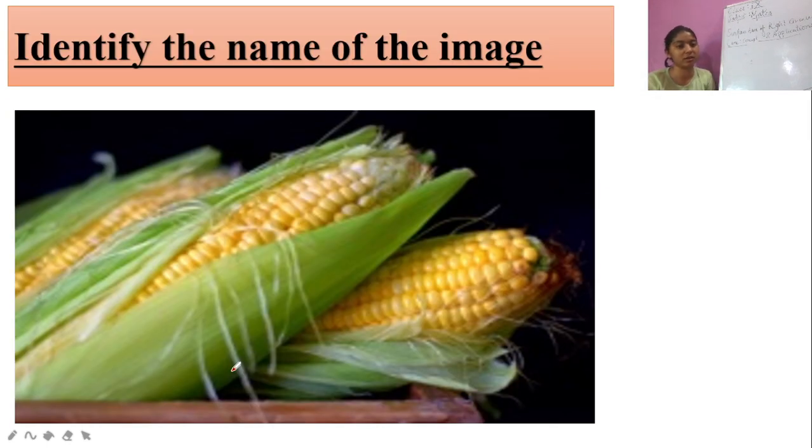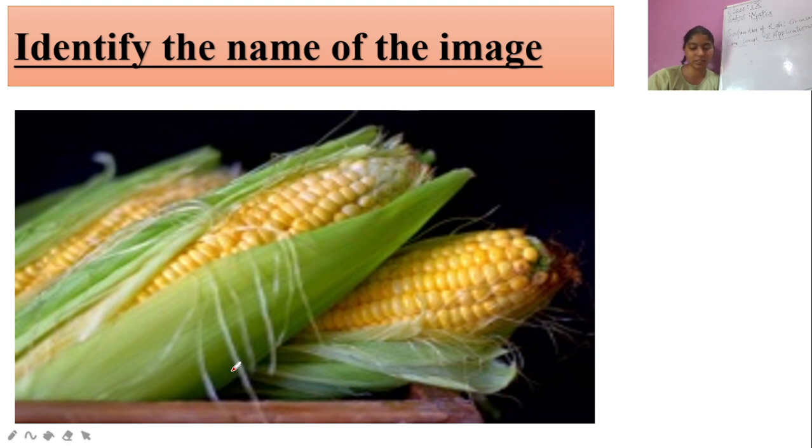Now students, identify the name of this image and write down the answer in the comment box. Yes, very good. So I guess you have completed your task of giving me the answer. So this is a corn cob, right? Have you eaten it? You eat it mostly in the summer time, right? Or winter time, so we eat it.